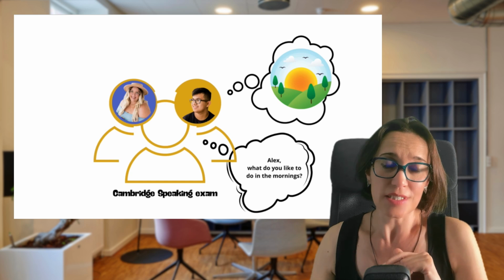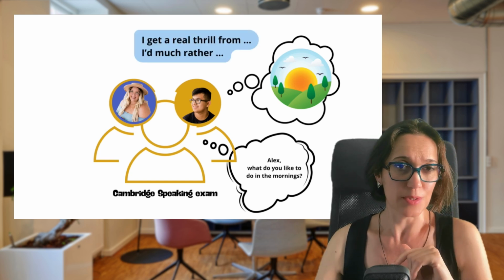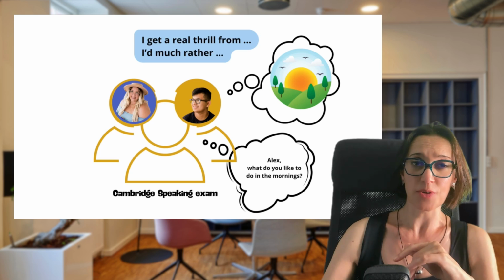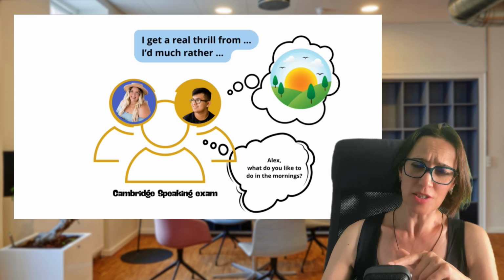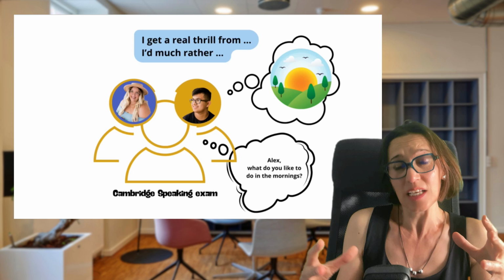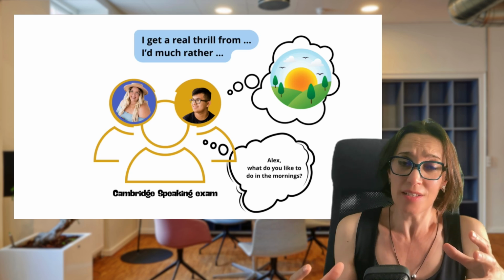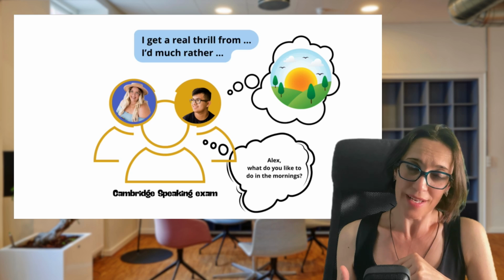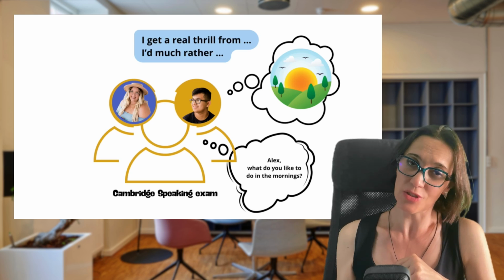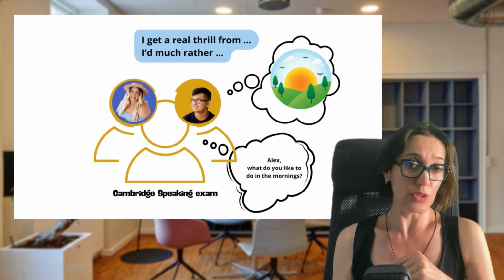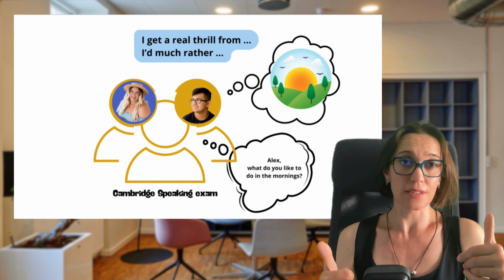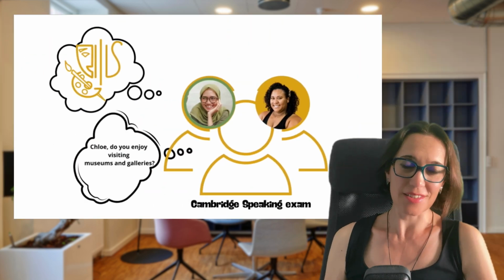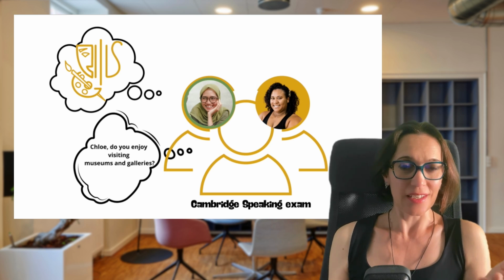The two expressions Alex has used are these ones: I get the real thrill from, and I'd much rather. I do like these expressions and the way he has put together his answer. So, the level he has shown while answering this simple question is B2. Fantastic. And here is our fourth pair of candidates, Claire and Jane.